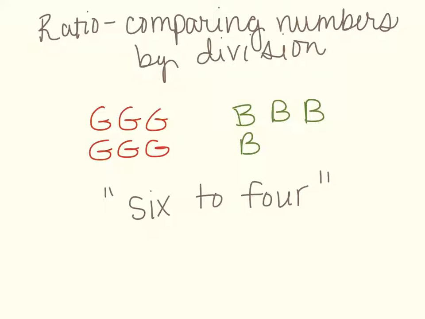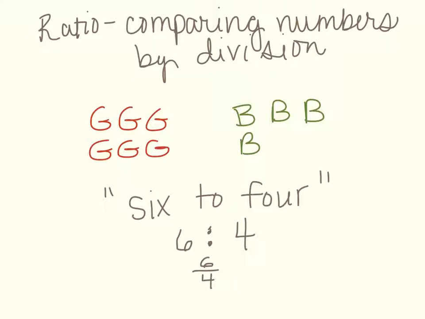Sometimes you may see it written 6:4. That's one way of writing a ratio. The last way of writing the ratio is the way that we're going to work on it in math class in the next couple of times, which is writing it as a fraction, 6 over 4.